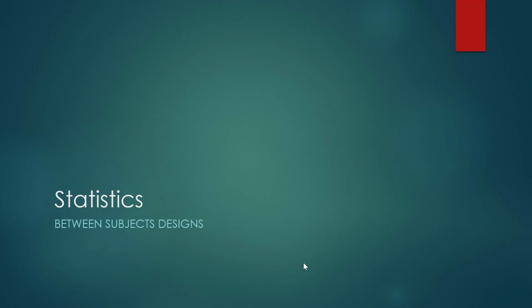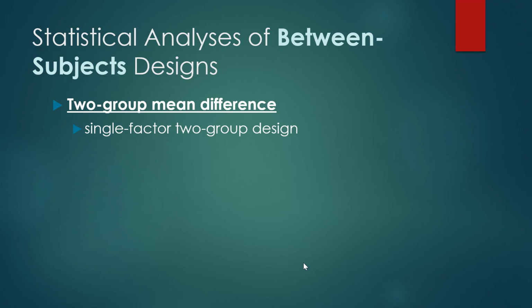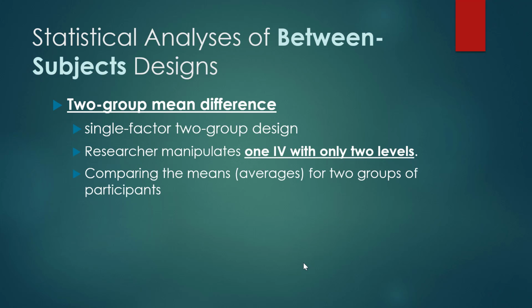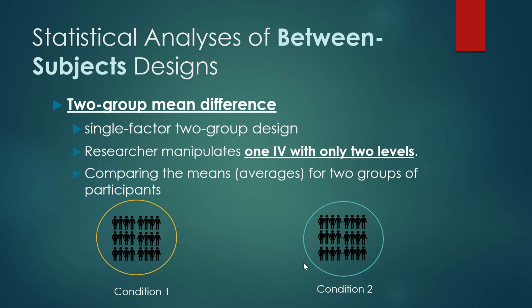We're going to start off with between subjects designs. So when we talk about a between subjects design, we're talking about at least two different groups. So you have a single factor, two group design. And here we can look at the mean difference of those two groups. We have one independent variable with only two levels, and we're comparing the means or the averages for those two groups of participants. So here, again, you see we have two separate groups of individuals. You can see that those different groups are color-coded differently, representing that they are two separate independent groups. We can compare the means and standard deviations.